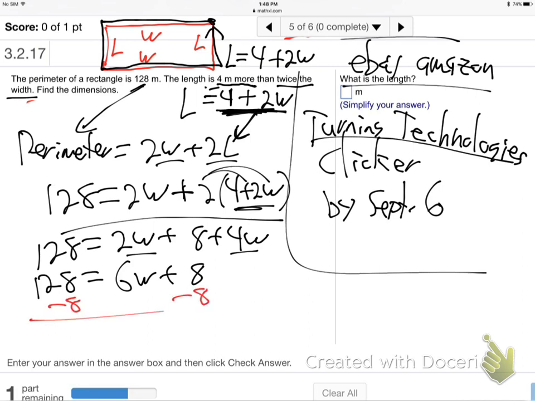Subtract 8 from both sides. And what do we got? 120 is 6W. Divide by 6. Was that 20? The width is 20. So the width of that rectangle is 20. And you know what, too? Now we just plug in to get the other one, like usual. Come up here.